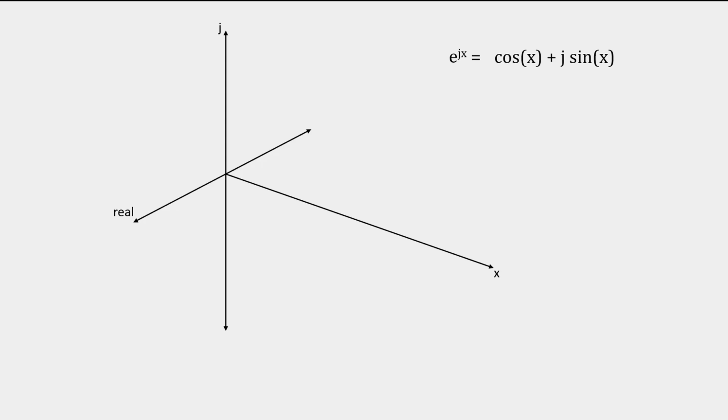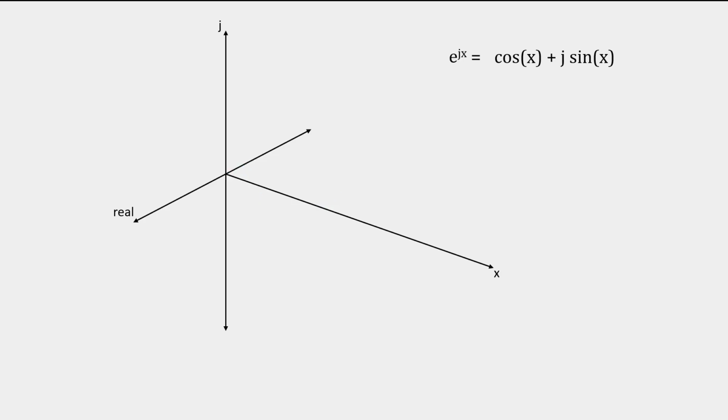At x is equal to 0, sine of x is 0, so f of x is 1. At x is equal to pi by 2, cos of x is 0, so f of x is j. At pi we get minus 1. If we go pi by 2 further, we get minus j. At 2 pi we get back to 1. And this pattern continues.